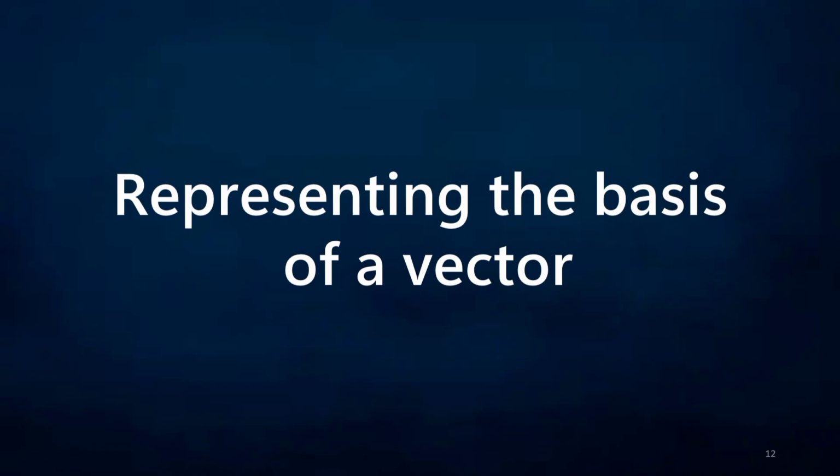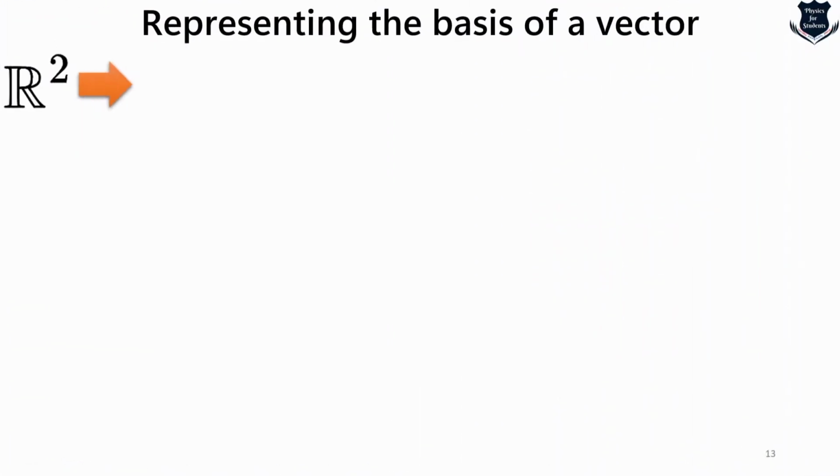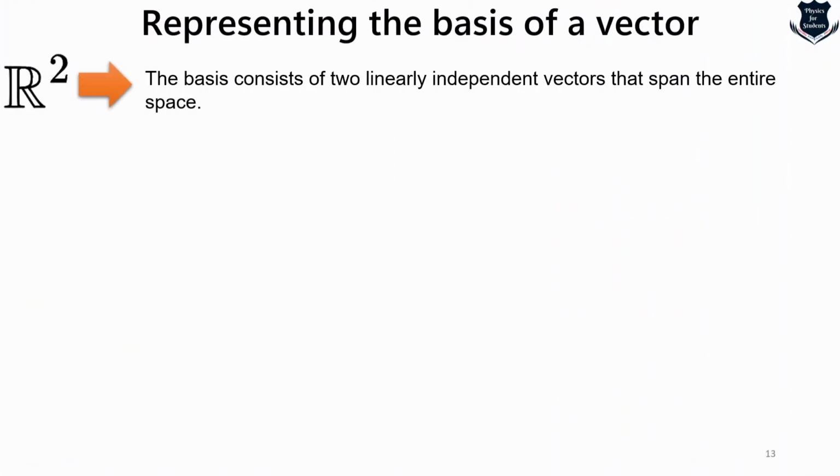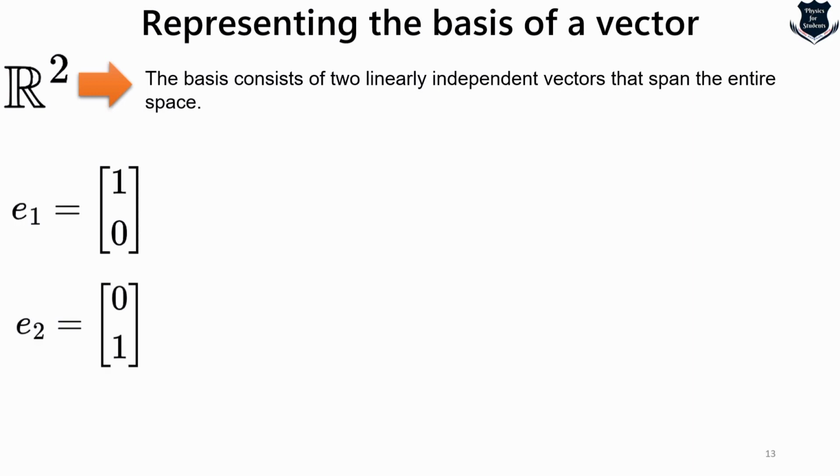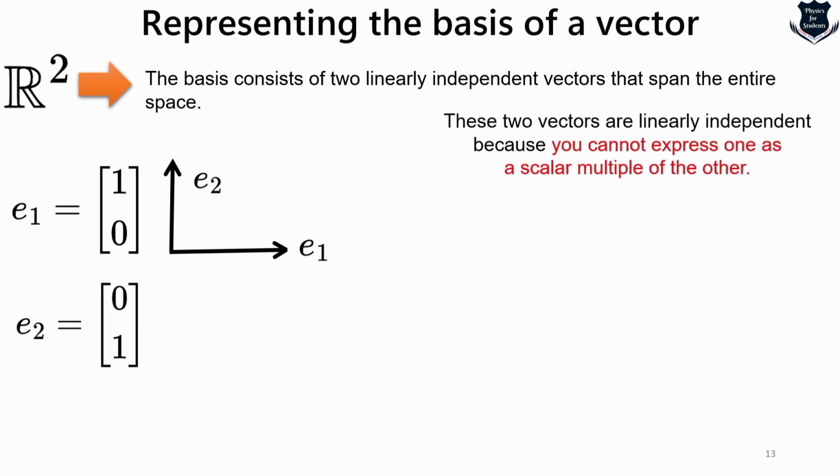Okay, so what I was talking about is representing the basis of a vector, coming up in this part of the video. As I told you, in R2 the basis consists of two linearly independent vectors that span the entire space. Now the spanning of vectors, I think you have read it. It is basically the basics of vectors. If I take the most common choice for the basis vectors, these are named E1 = (1, 0) and E2 = (0, 1). E1 represents the x-axis, and E2 represents the y-axis.